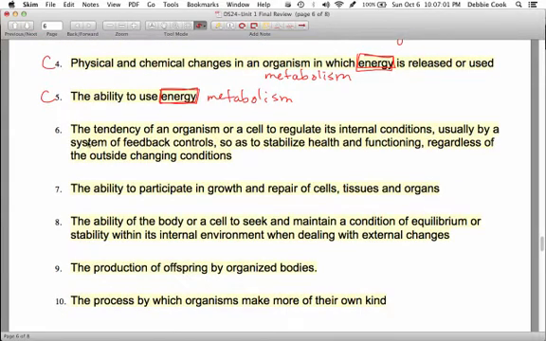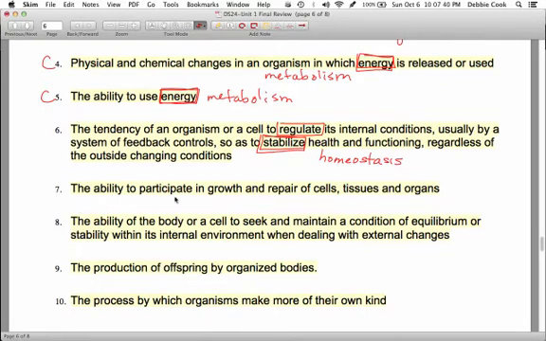Looking to number 6, the tendency of an organism or a cell to regulate its internal conditions, usually by a system of feedback control so as to, and again, here's another key term, stabilize or stability, health and functioning, regardless of what's going on outside. So anytime we're stabilizing anything or bringing something back to set point, this is still going to be homeostasis. Lots of people confuse these two terms. Notice these terms are very different. So if you remember, energy is metabolism, stabilize or regulate is homeostasis, you'll never get those wrong.